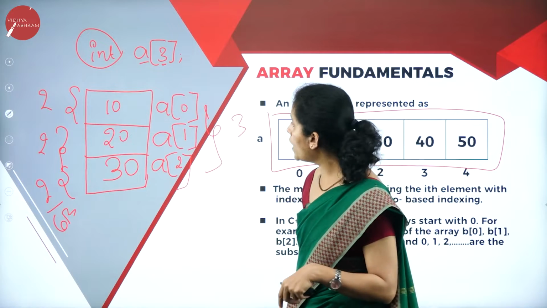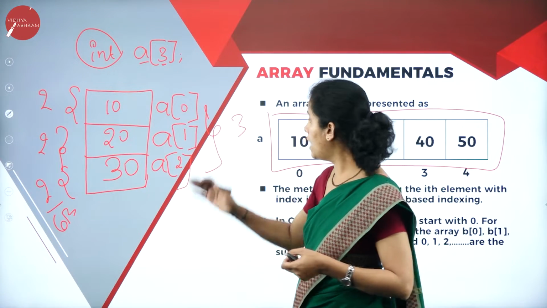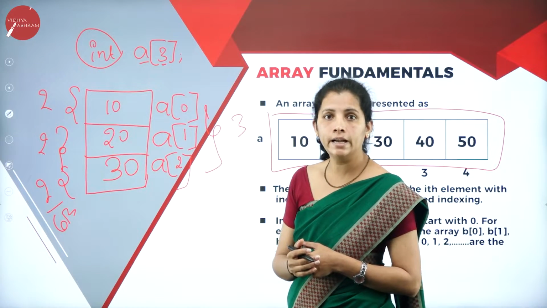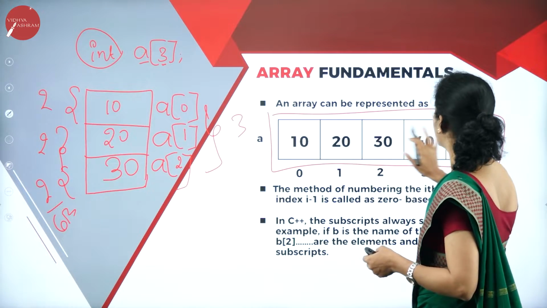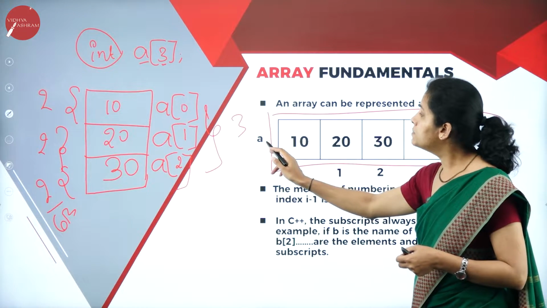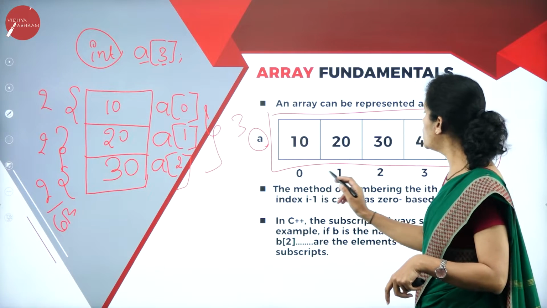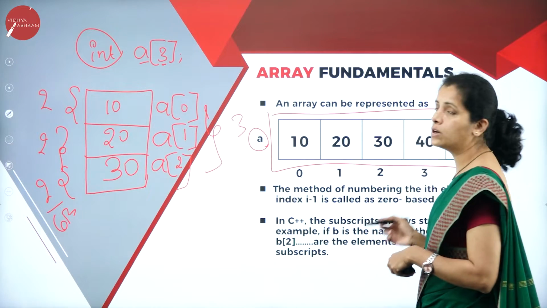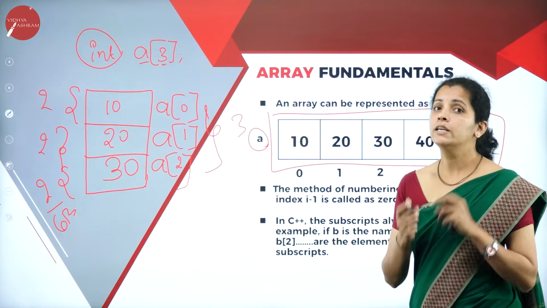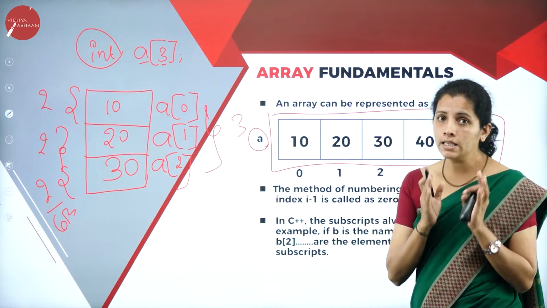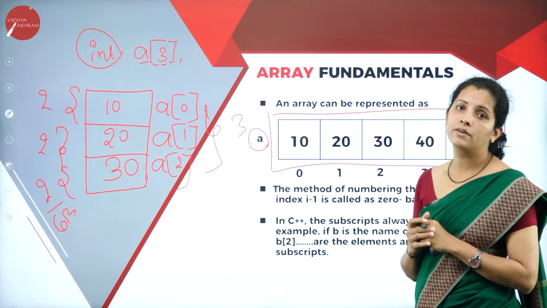Now, if I want to access 30, how can I access? With the help of the array name as well as the index or position. Similarly, this is the array representation. What is my array name here? That is nothing but A. And what about 0, 1, 2, 3 and 4? It is nothing but the indices or array index. Dear student, remember one thing: the array index by default starts from 0.